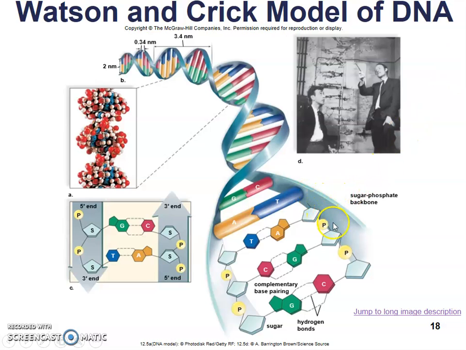The sugar phosphate backbone is here. This is our sugar. Here's our phosphate. In the middle we have the nitrogen bases. See that cytosine always bonds with guanine and thymine always bonds with adenine. And what holds them together is the hydrogen bonds.